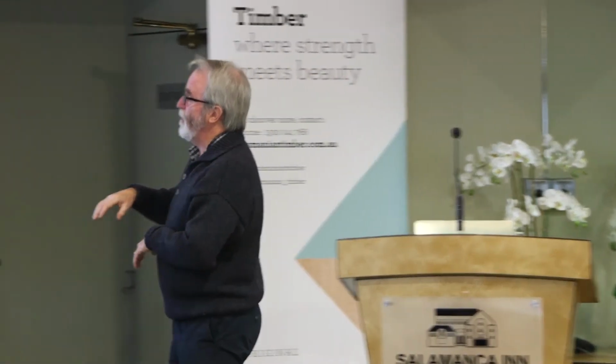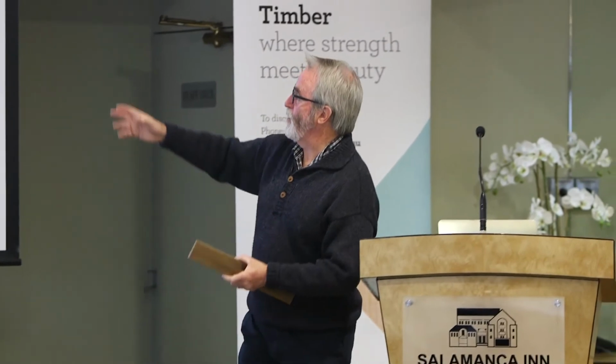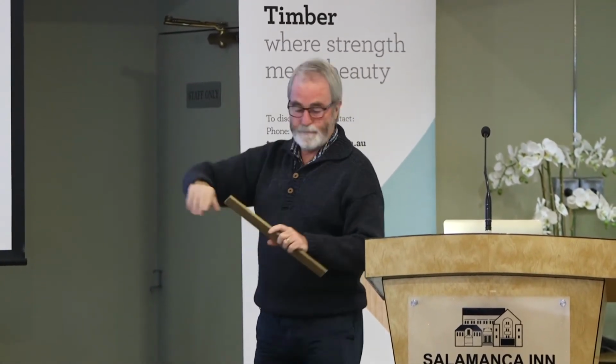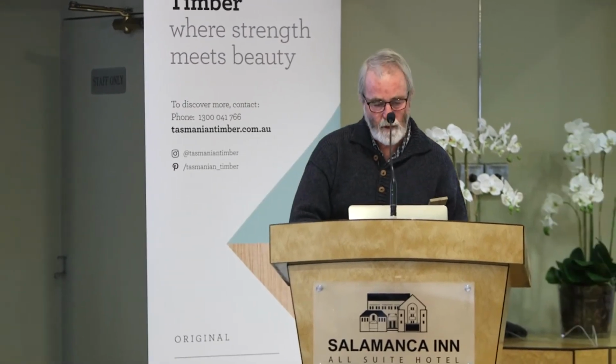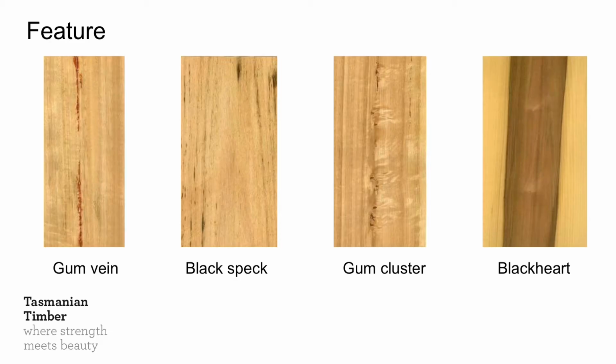The next is feature. So this is a bit of feature here. It's gum vein. It's from an event in the life of the tree, and we can use that or we can ignore it. Or we can put things together. Now, if we look at our features rather than our colour, grain and our combination, there's various types we can have.